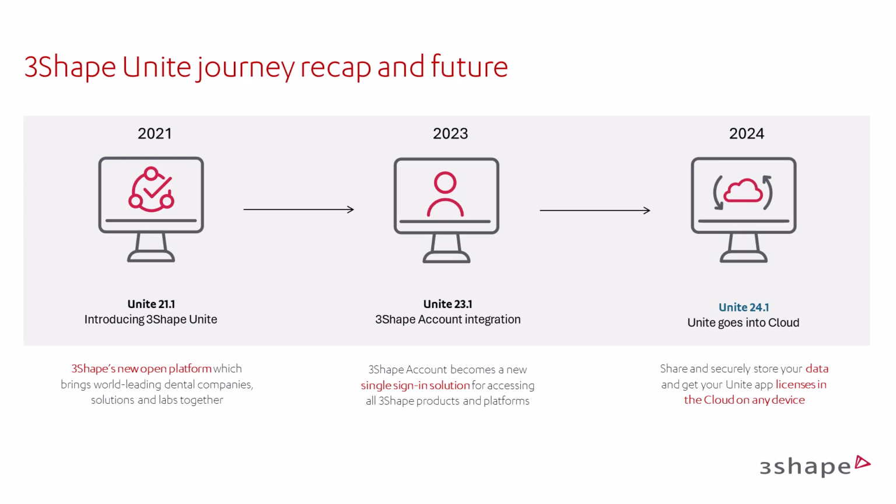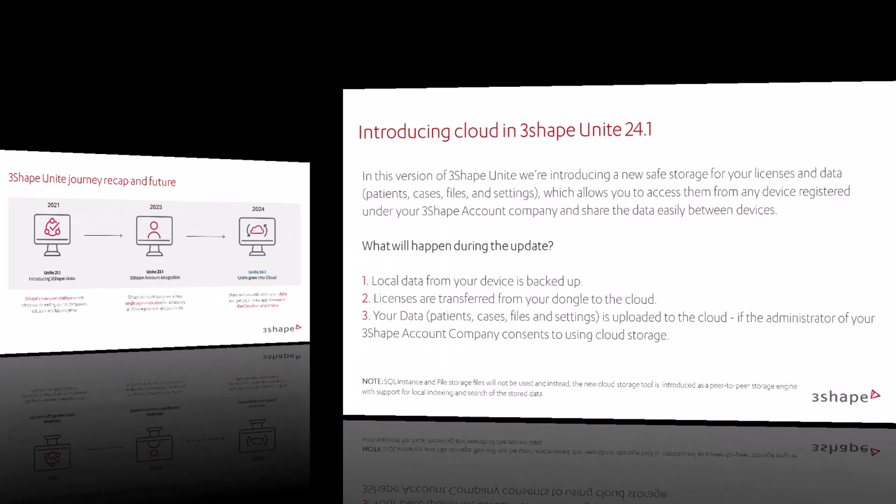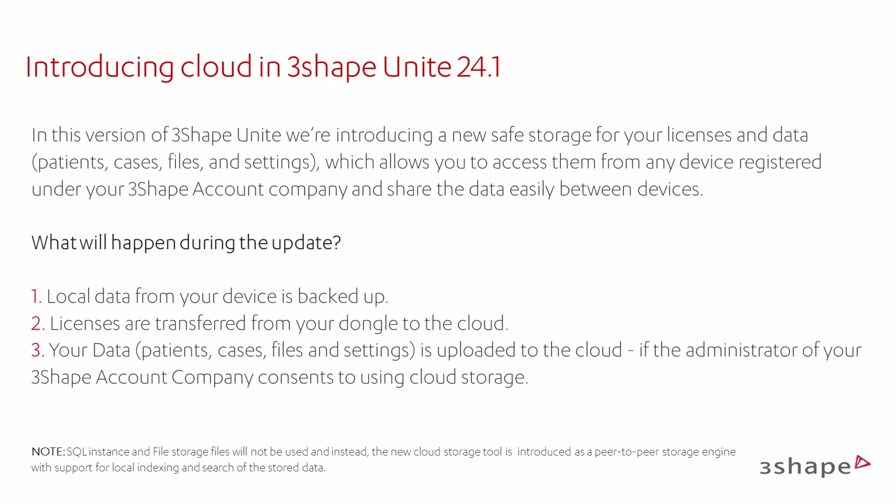Now, in 2024, we're unveiling the third generation, Unite 24.1. In this version, Unite moves into the cloud. It's now possible to securely store and share your data, as well as get your Unite app licenses in the cloud, accessible from any device. In this version of 3Shape Unite, we introduce a new secure storage solution for your licenses and data, including patient records, cases, files, and settings.